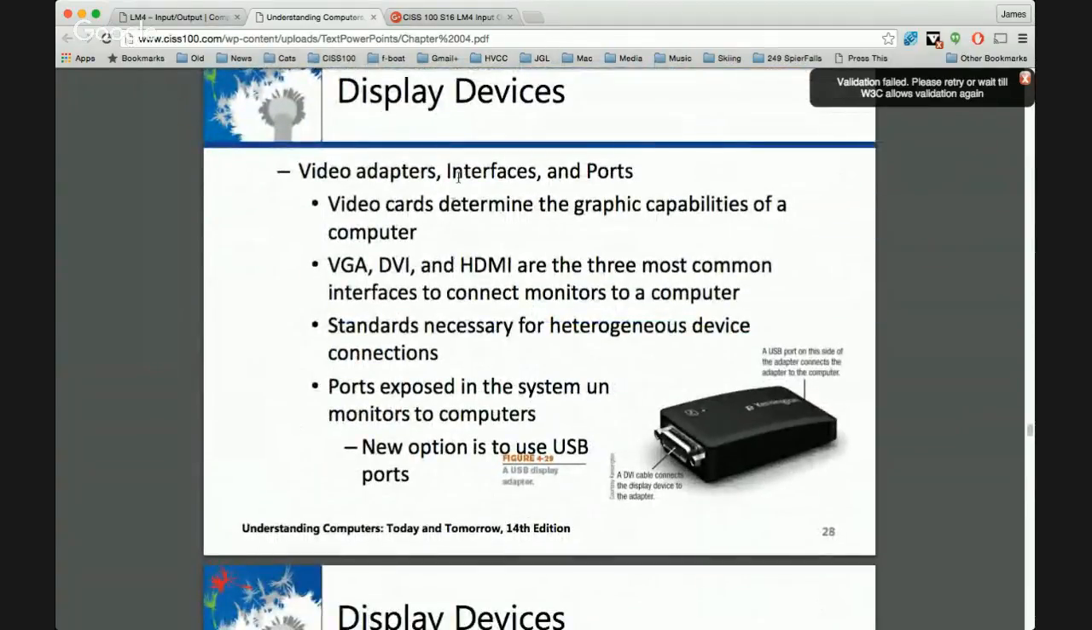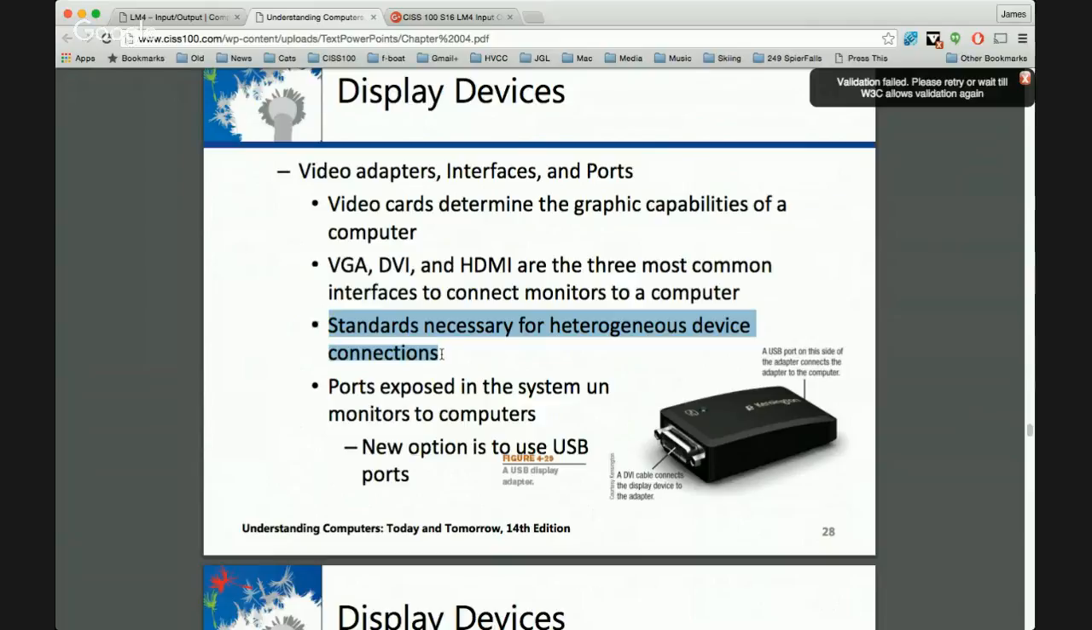One of the things we have to look at with display devices introduces another concept. We talk about interfaces and whether it's the actual port or the adapter. And again, we should understand the difference. Standards. I just added this. This is not in the text. Standards are necessary for heterogeneous device connections. If we didn't have standards, we'd be far less interoperable.